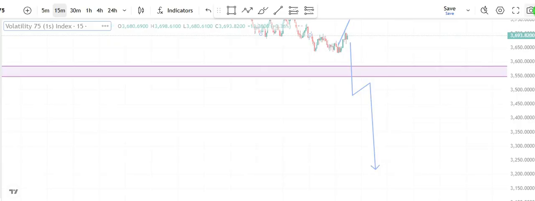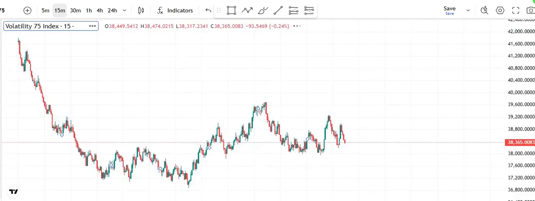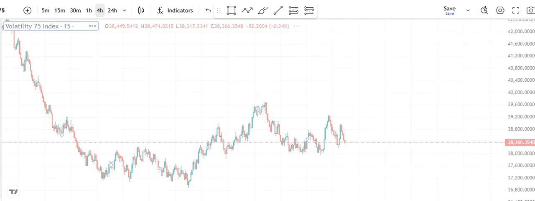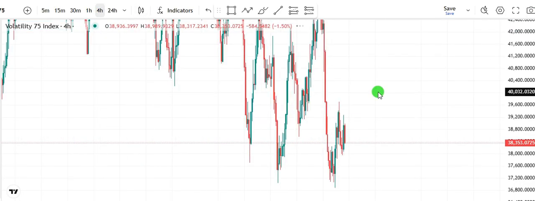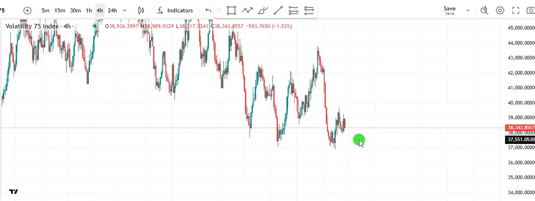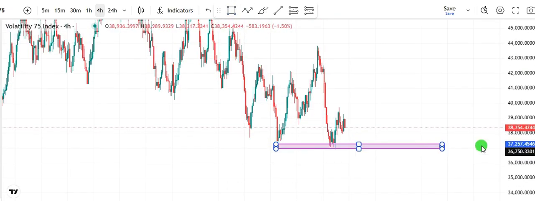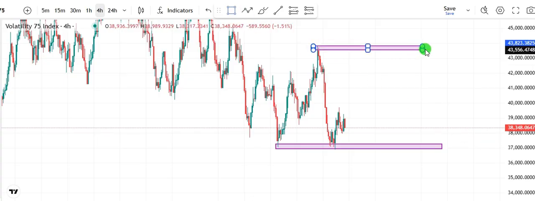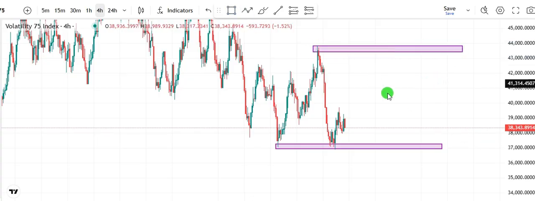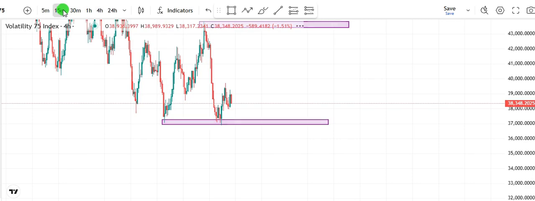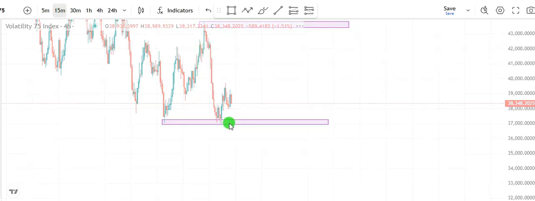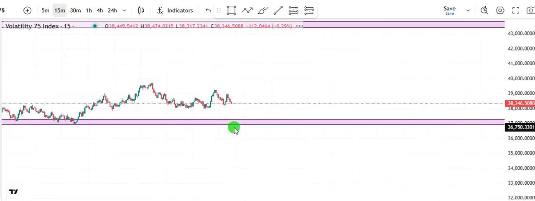Okay, and of course, we're going to the H4. So here is H4, marking levels, the low, the high. Now let's see if we are seeing change of structures or if we are moving below this.